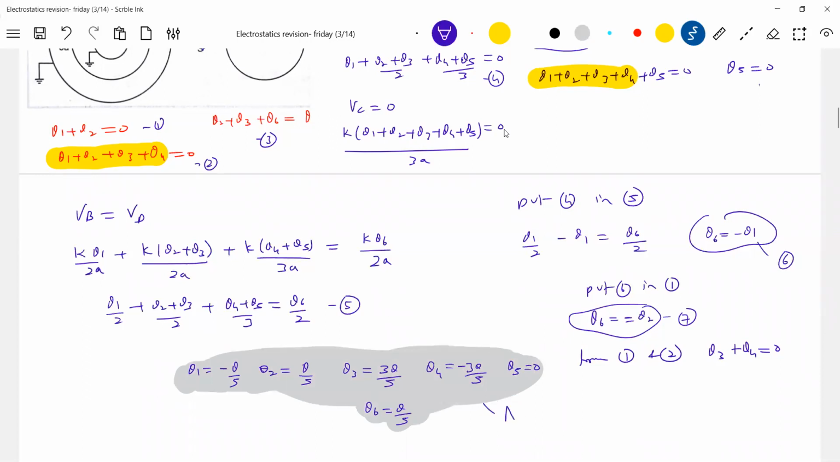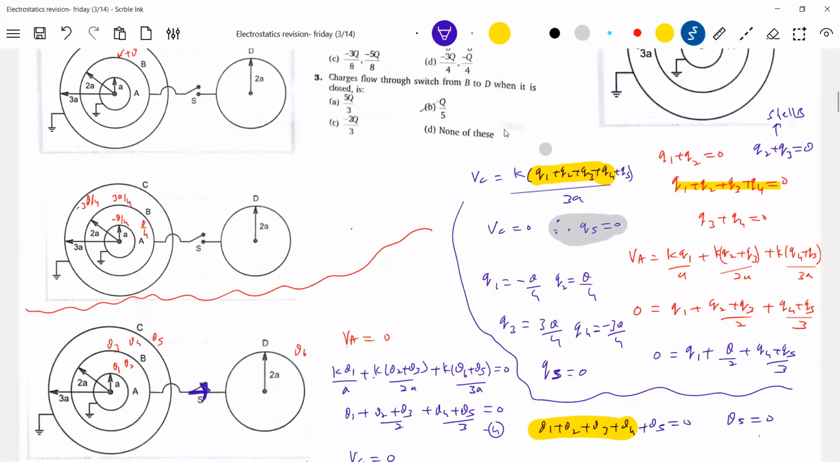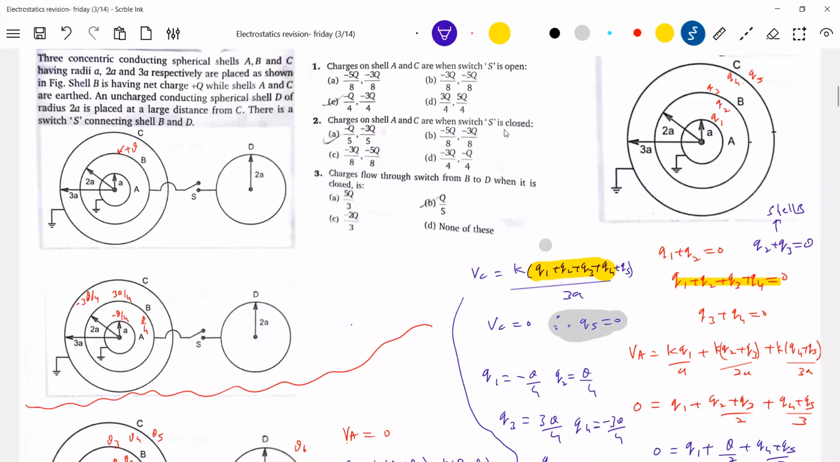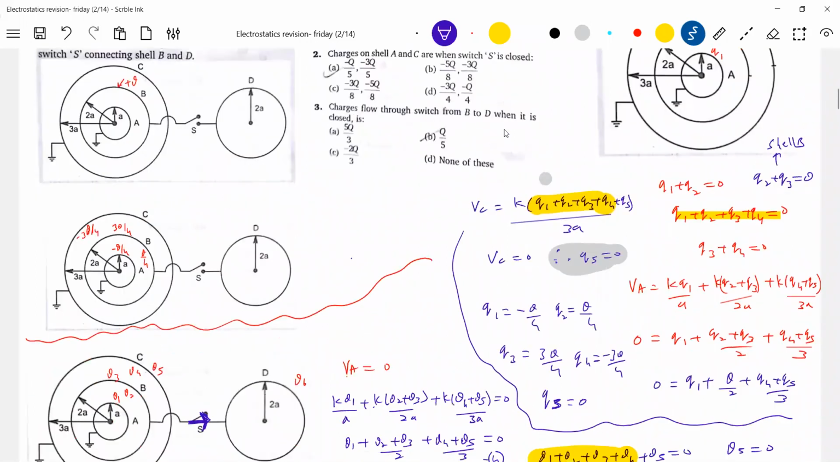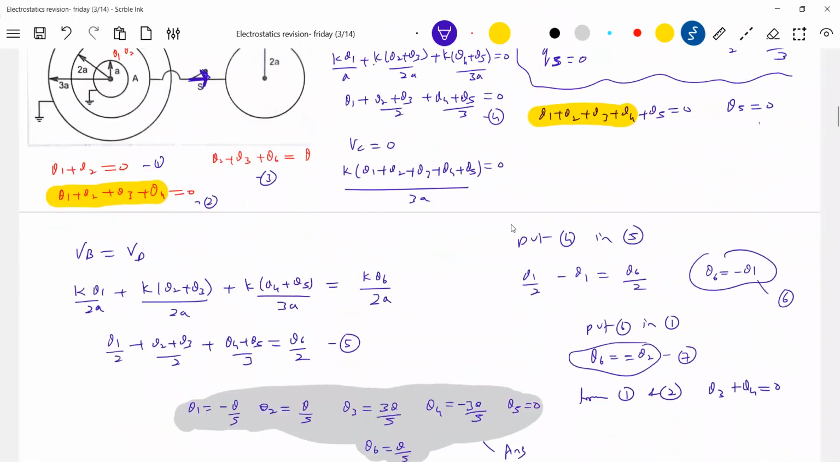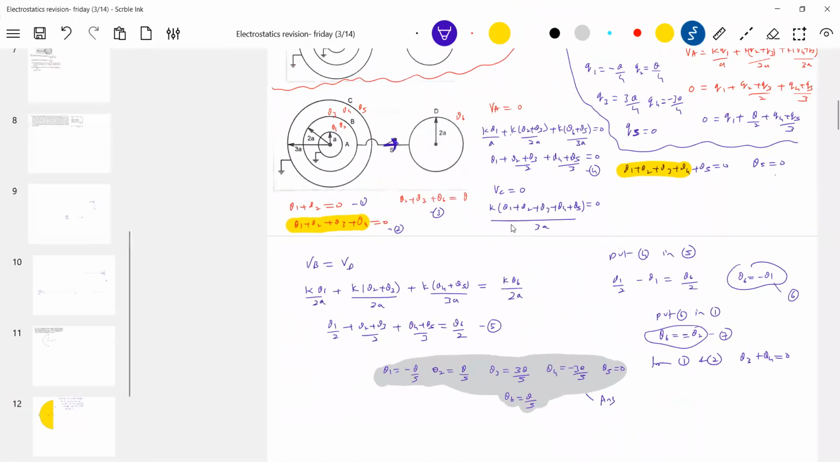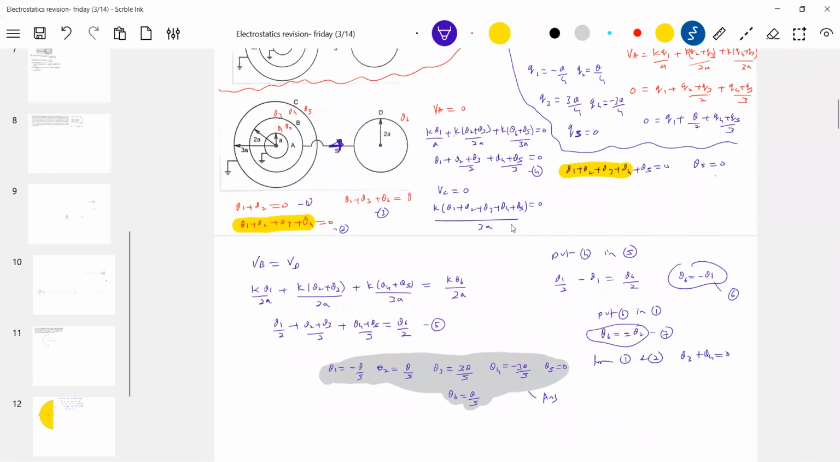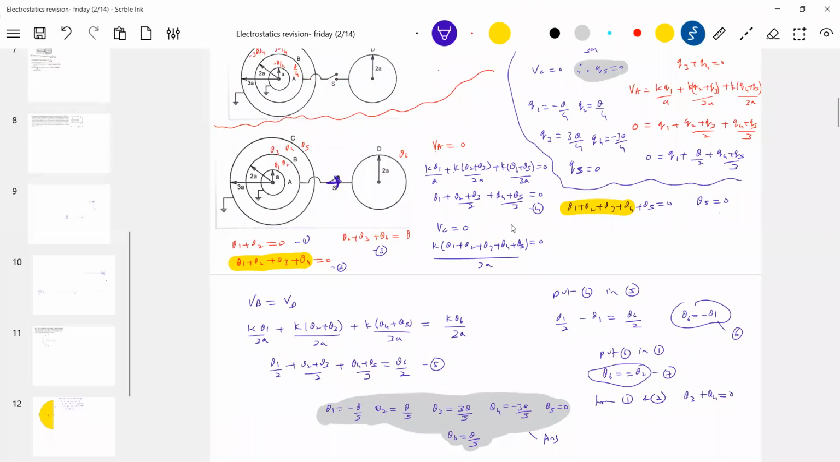Okay, we'll cross check. Charge flown through the switch B to D when it is closed is, we are getting Q by 5. Yeah, fine. Okay, this is overall. So there is some possibility of asking, I just picked it up, because usually we just confine inside the shell only. It can be outside also, you can bring some ideas.